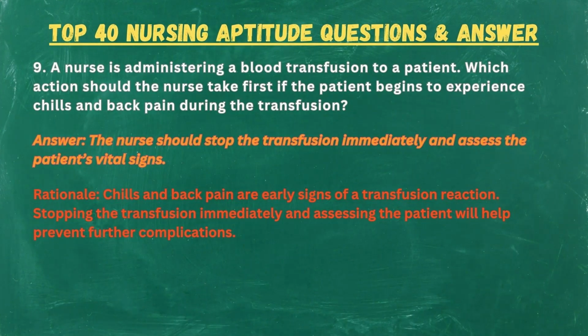9. A nurse is administering a blood transfusion to a patient. Which action should the nurse take first if the patient begins to experience chills and back pain during the transfusion? Answer. The nurse should stop the transfusion immediately and assess the patient's vital signs. Rationale. Chills and back pain are early signs of a transfusion reaction. Stopping the transfusion immediately and assessing the patient will help prevent further complications.